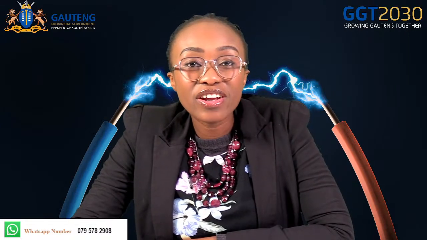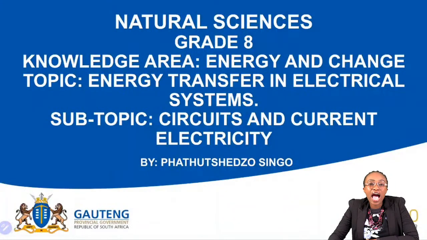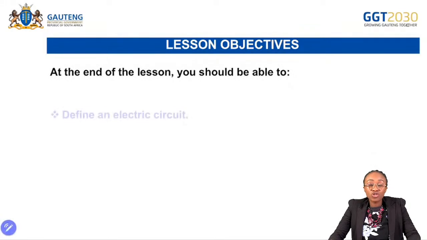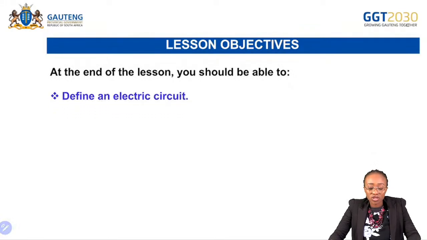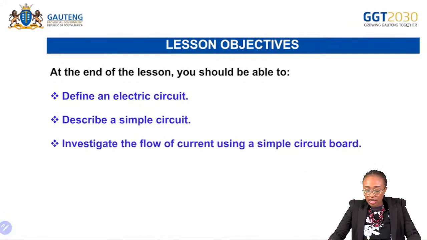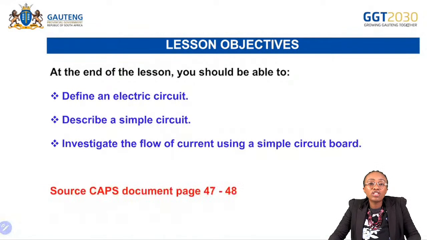In today's lesson, we are going to be learning under the knowledge area energy and change. The topic is energy transfer in electrical systems, and the subtopic is circuits and current electricity. Now let's go through the lesson objectives to find out our goals for today's lesson. At the end of the lesson, you should be able to define an electric circuit, describe a simple circuit, and investigate the flow of current using a simple circuit board. All this is sourced from the CAPS document on page 47 to page 48.